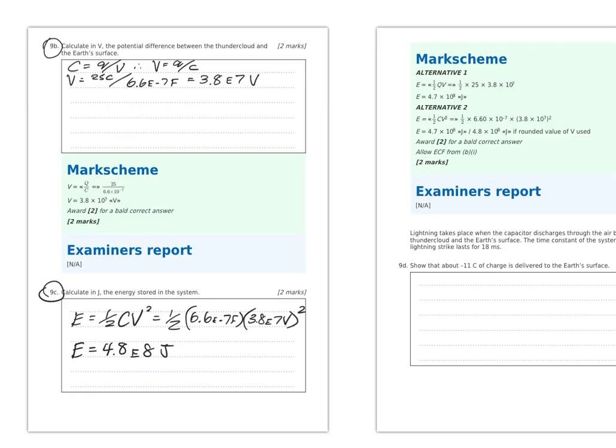9C, another pretty straightforward guy. 1/2 CV squared. Don't forget to square the voltage. 12.8 times 10 to the 8 joules. And it's 480 Michael Jacksons.